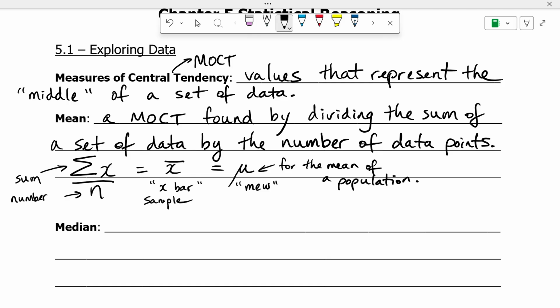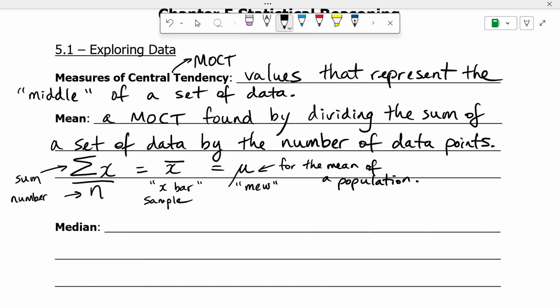It's the same thing. You still add them up and divide by the number of things, but you just use a different symbol for it. We're mostly dealing with statistics. Most of the data we deal with is sample data, so we're going to use x bar more often than mu. But they'll both pop up.